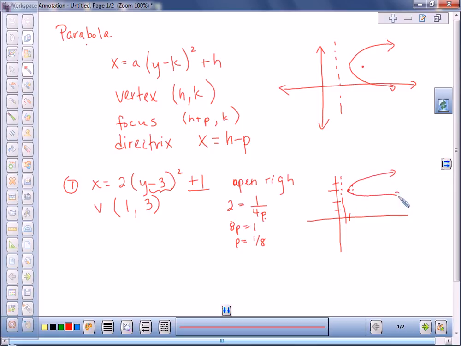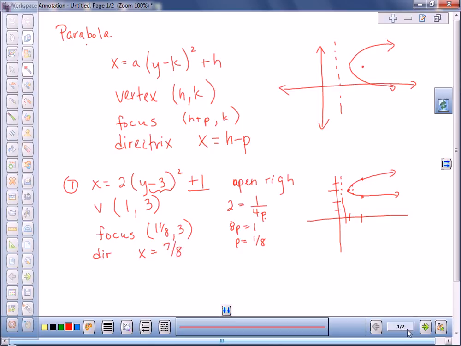Now if we did it the other way, our moves say if we go over 1, we go up 2. So it just looks like this, and that would also fit. So you can use either form. When you're asked for the focus, we added the 1/8 to our x, so it's 1 1/8. And for the directrix, we had to subtract that 1/8, so it's x equals 7/8.